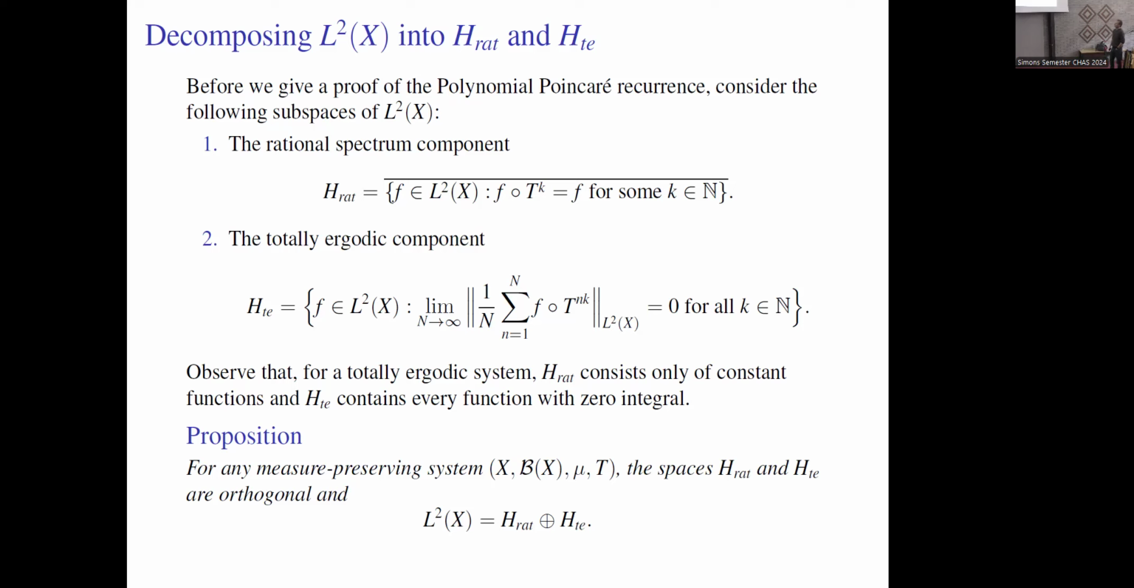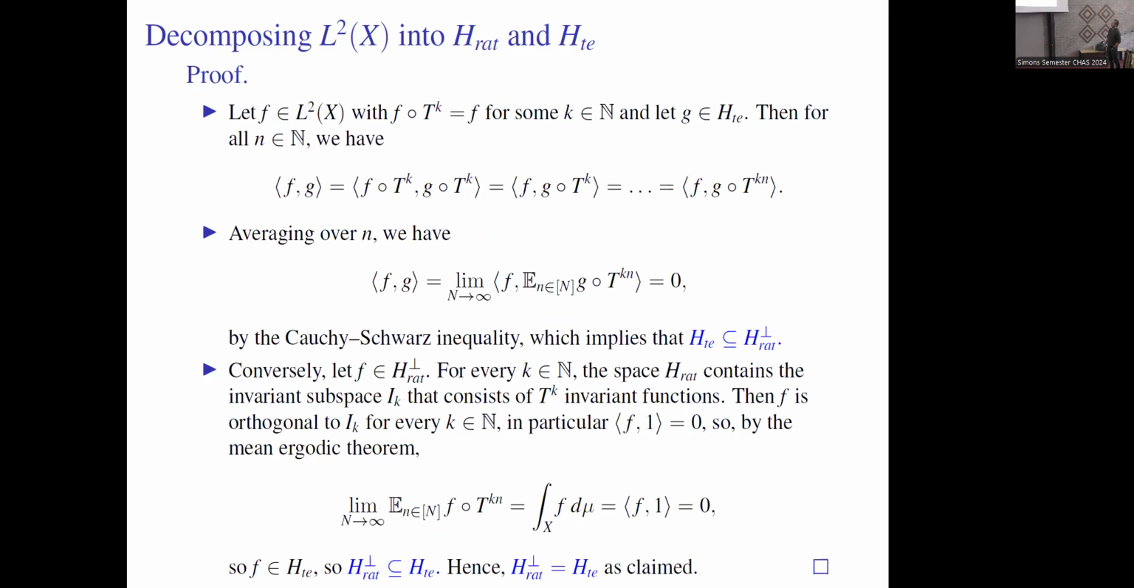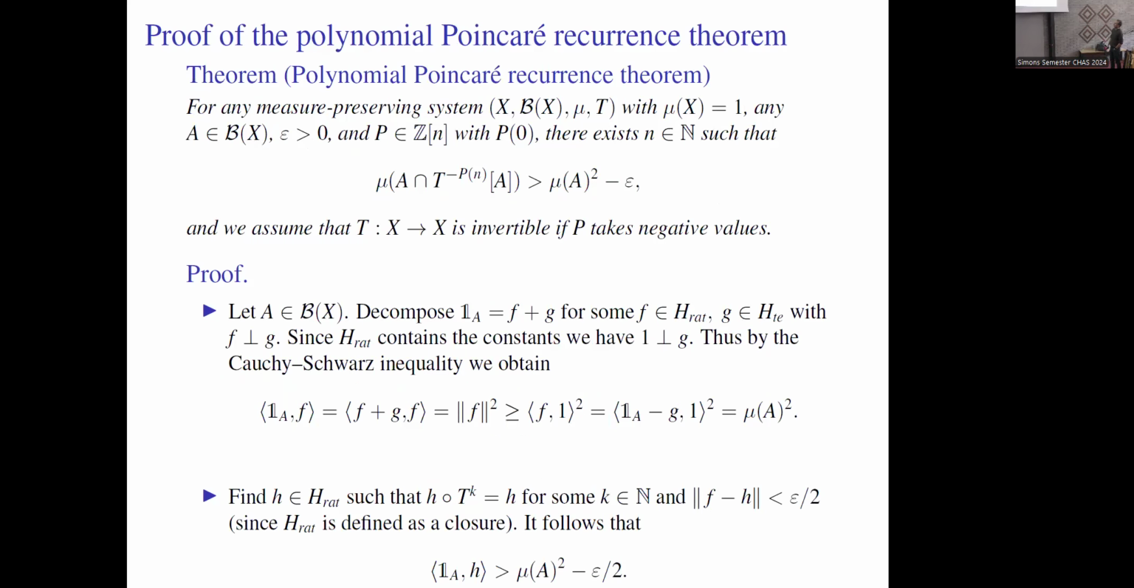So we discussed this proof yesterday, and now we can use this result to verify the polynomial Poincaré recurrence theorem, which is the result of this form, but now for all measure preserving systems. So we know that this holds for totally ergodic systems.